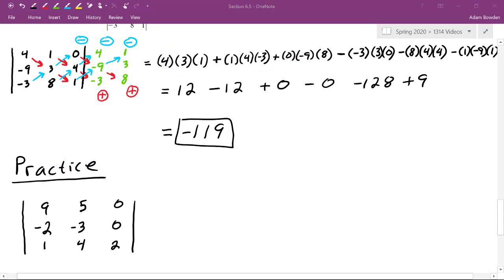So if you'd like to practice doing a 3 by 3 determinant, here's one that you might try. If you pause the video, and when I come back in just a second, I'll go ahead and work this one through.